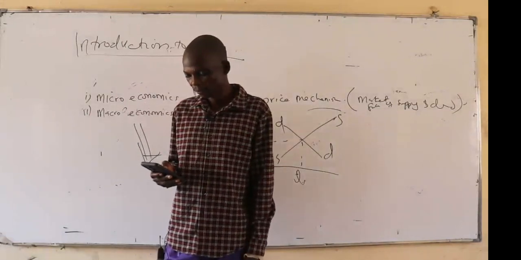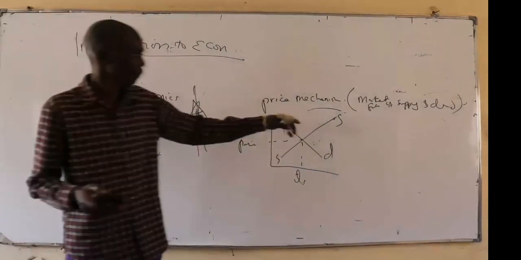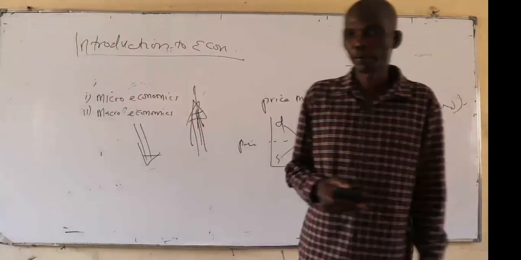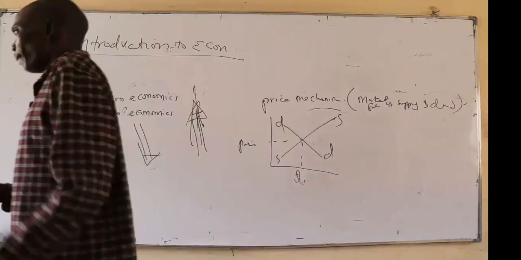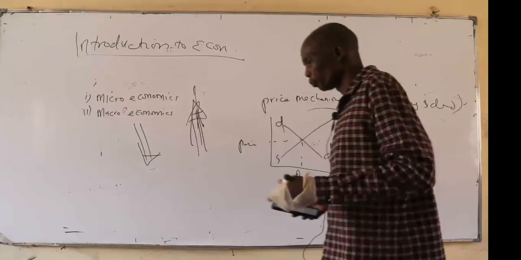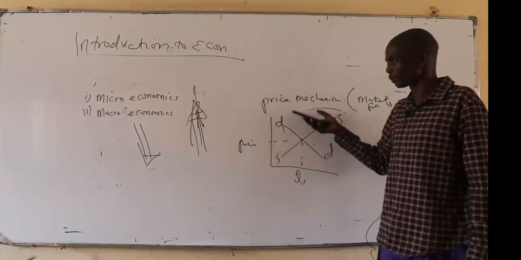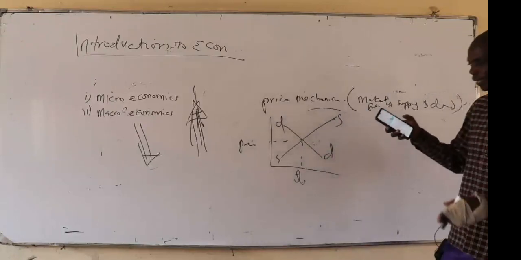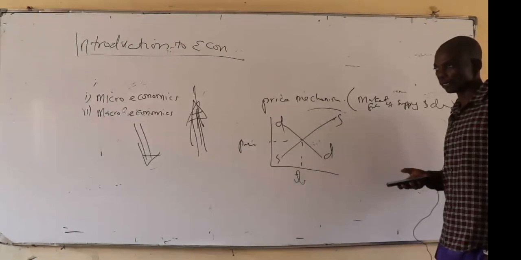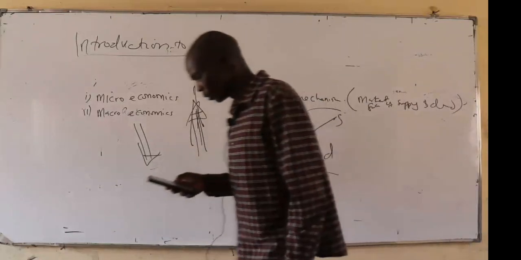Number 5, reliance on price mechanism. Remember, we are talking about reliance on price mechanism. I said the price mechanism is the major determinant of resource allocation in this economic system. So how to produce and whom to produce for is a matter that is left for the price mechanism to determine. It's a hidden hand which does resource allocation in the economy through the market forces of supply and demand.